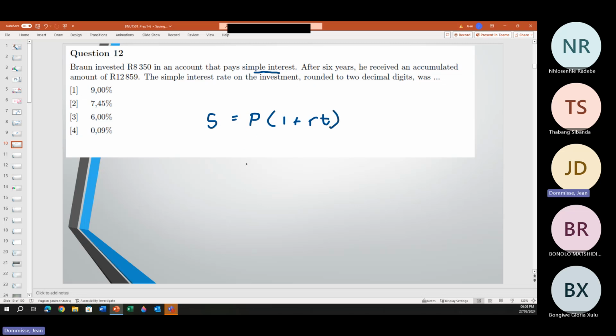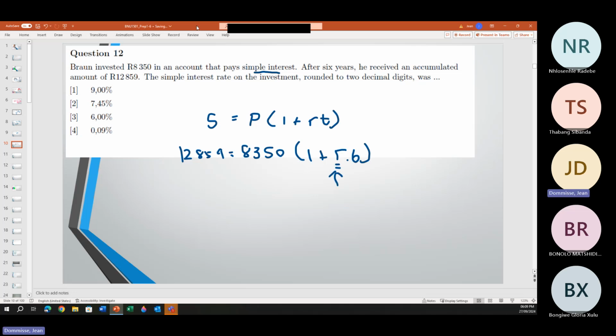So they said it's 8,350 into account. After 6 years, so T is 6, you received an accumulated amount of 12,859. Okay, so now we basically need to work out what is R.